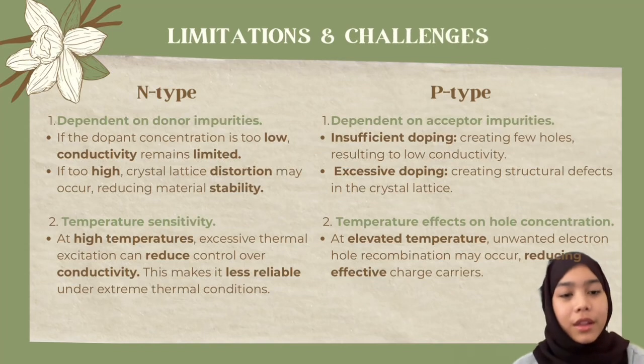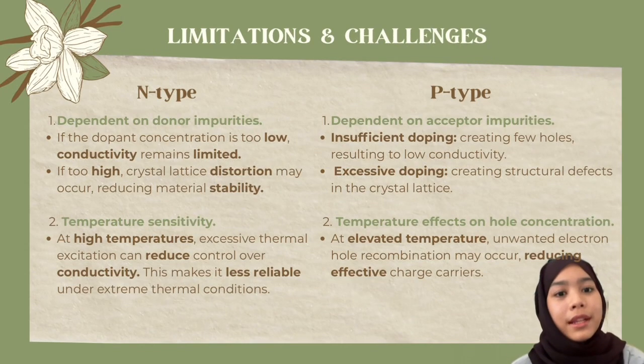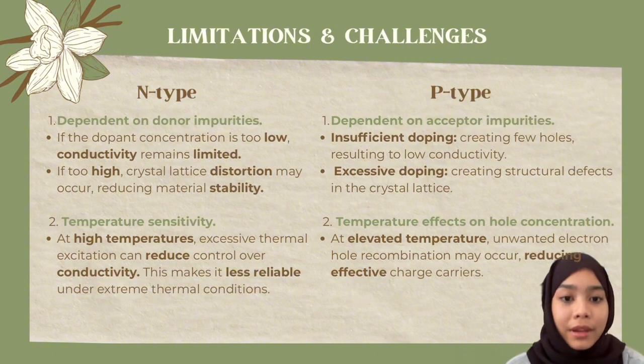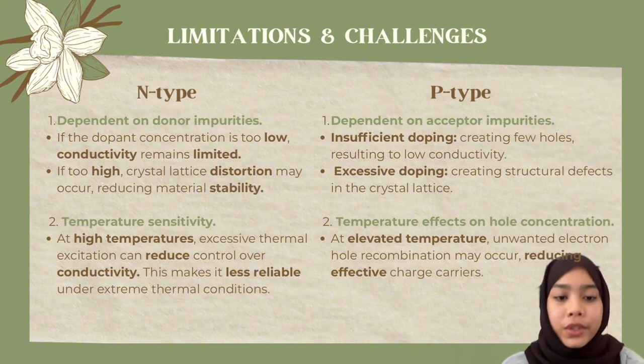So, what are the limitations or challenges of N-type and P-type? For N-type, they are dependent on donor impurities. So, if the dopant concentration is too low, the conductivity remains limited. But if it's too high, crystal lattice distortion may occur, so it reduces material stability.